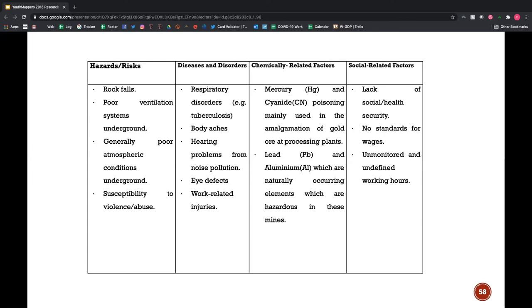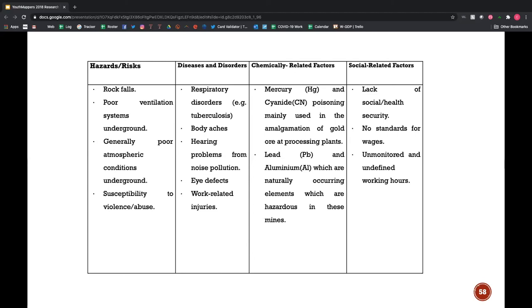And there are social related factors. One major thing that the women cited was that they didn't have social security or health security. So whatever injuries they sustained at this particular site, their bosses were not held liable for it. And the money that they earned, they use it to take care of their family, so there's not enough for them to use to check on their health or anything. And there were no standards for their wages. As you can clearly see, the men were paid more than them, and quite a substantial amount more.